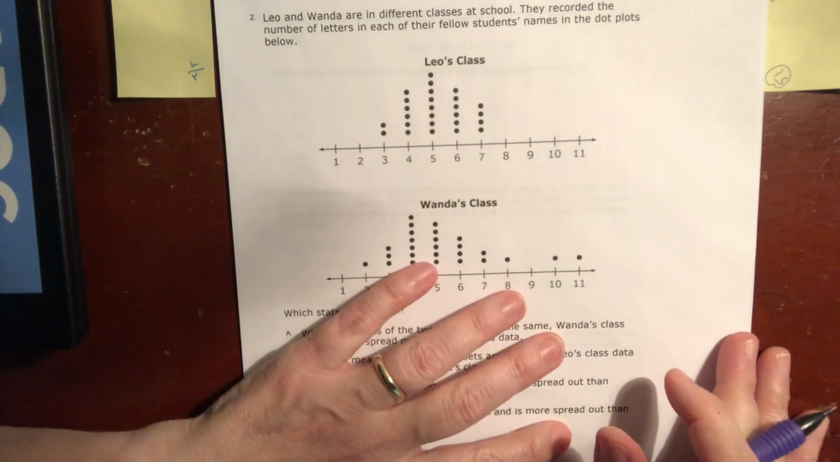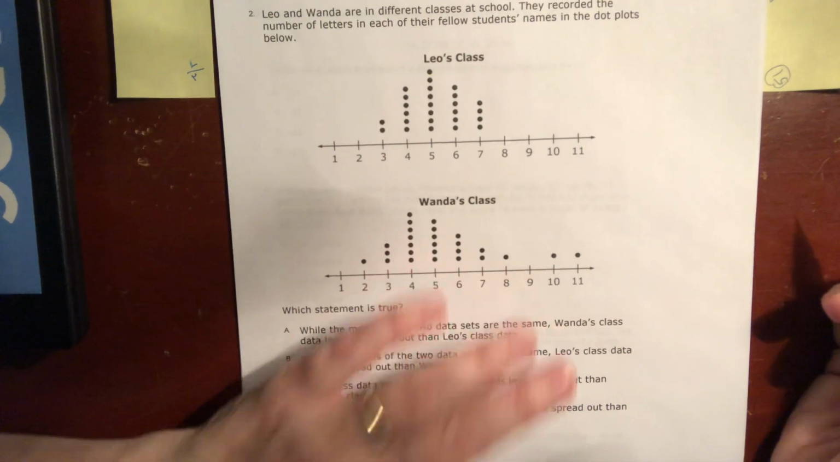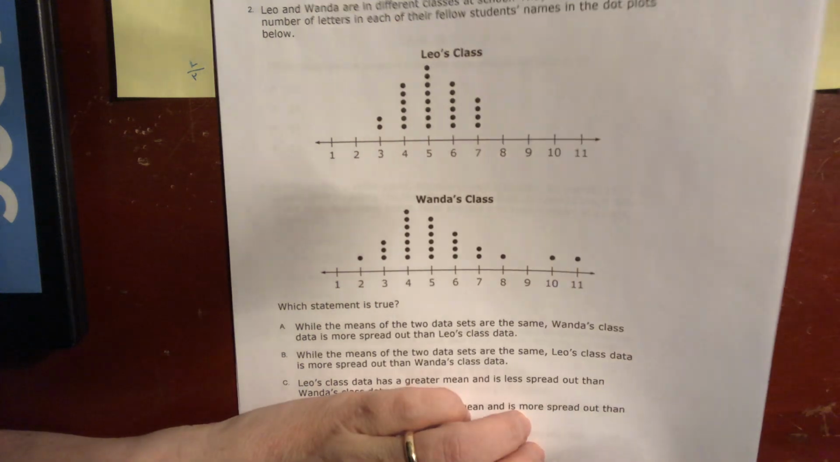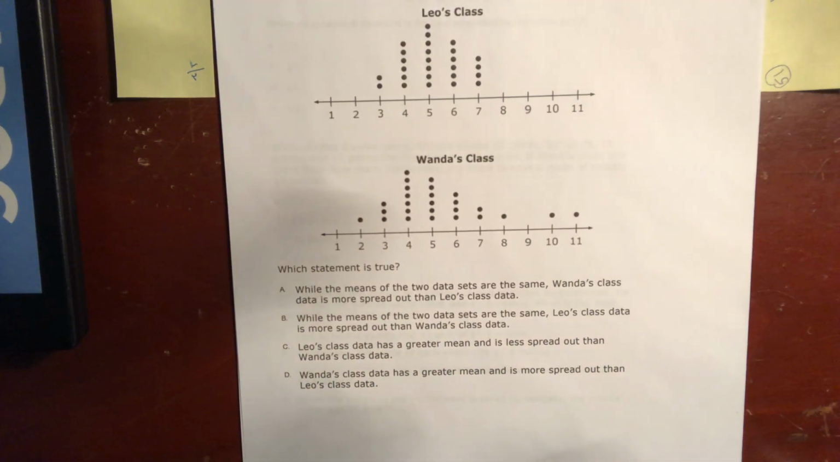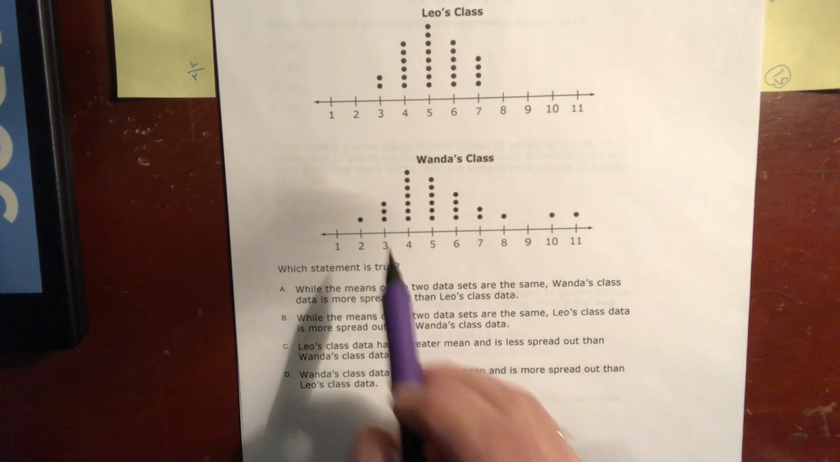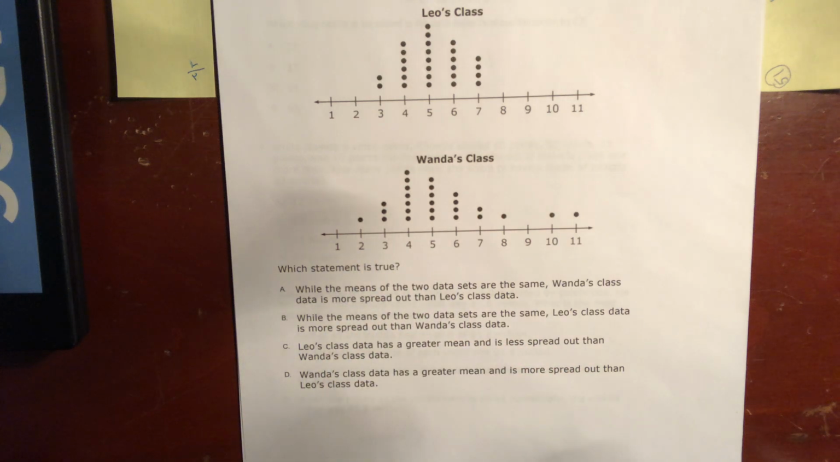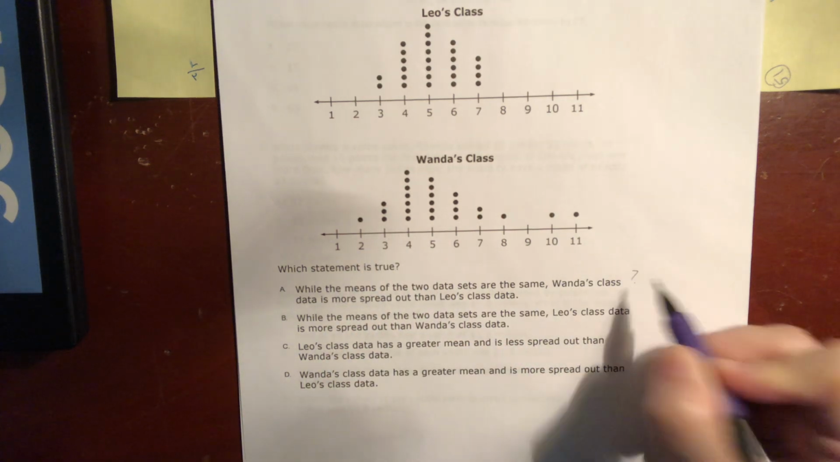All right, Leo and Wanda are in different classes at school. They recorded the number of letters in each of their fellow students' names in the dot plots below. So we have Leo's class and Wanda's class. Okay, which statement is true? While the means of the two data sets are the same, Wanda's class data is spread more out than Leo's class data. Well, that is true. If you look, her data is spread out. So we'll think about that one.